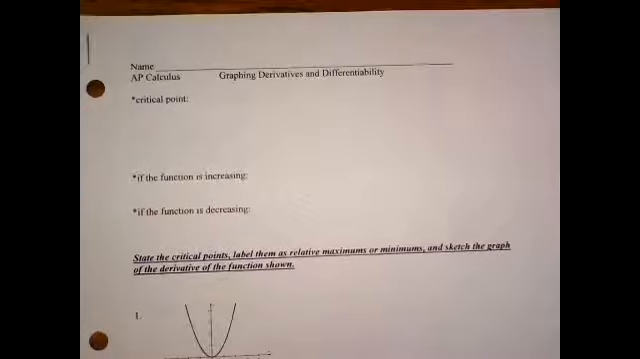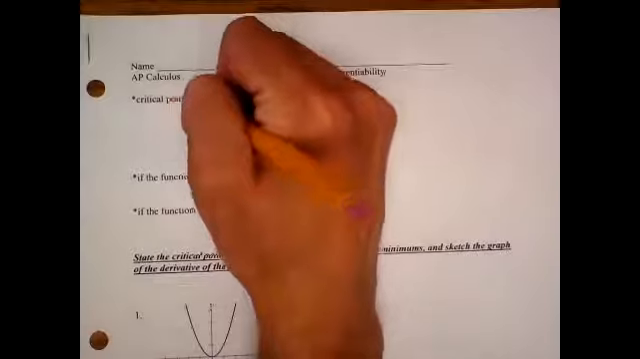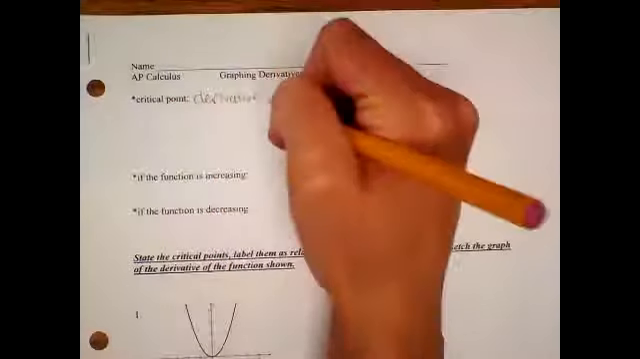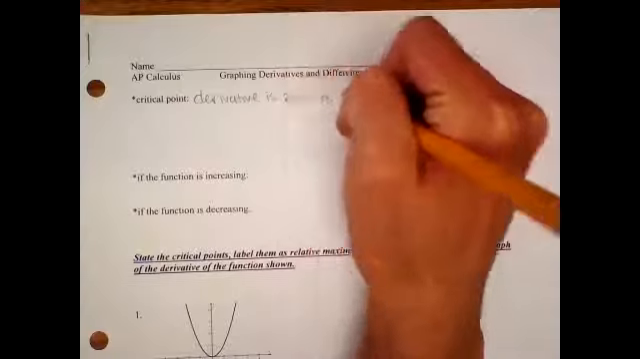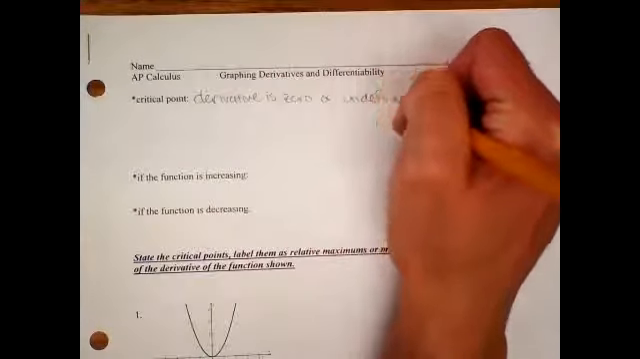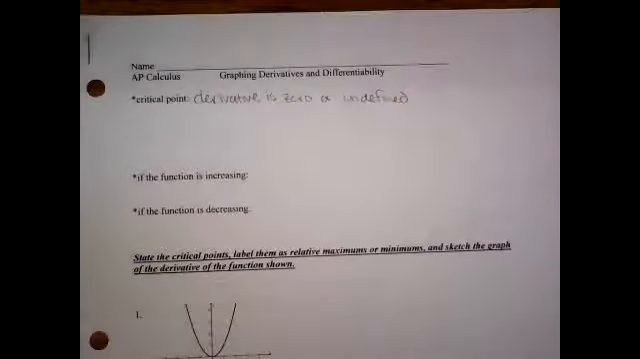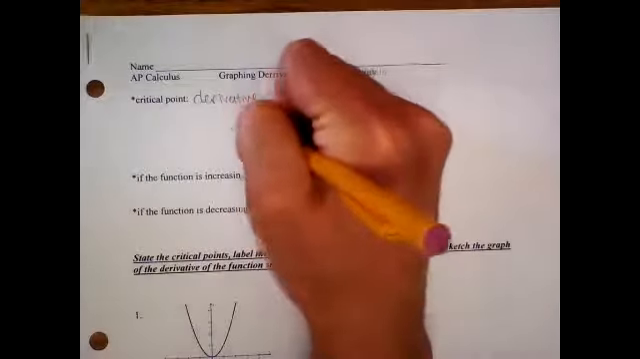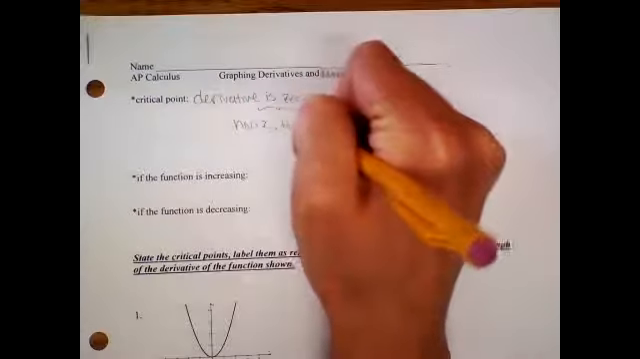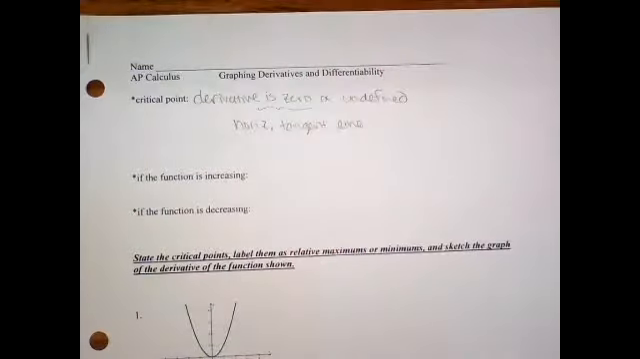All right, so first we're going to talk about a critical point. A critical point is where the derivative is 0 or undefined. And if your derivative is 0, that's where you end up with a horizontal tangent line. So like this, or you can draw in a tangent line that's horizontal. So that's where you have a critical point.